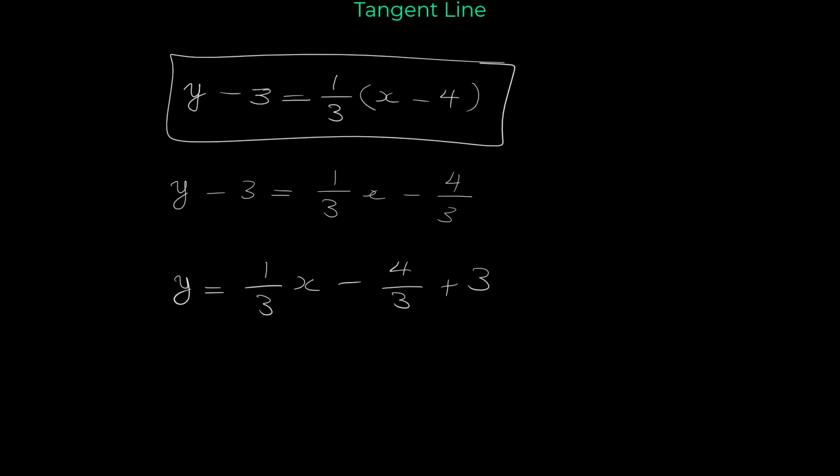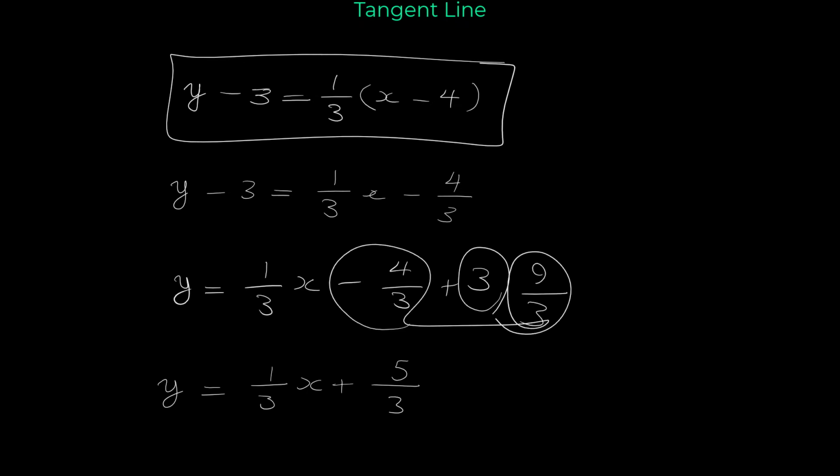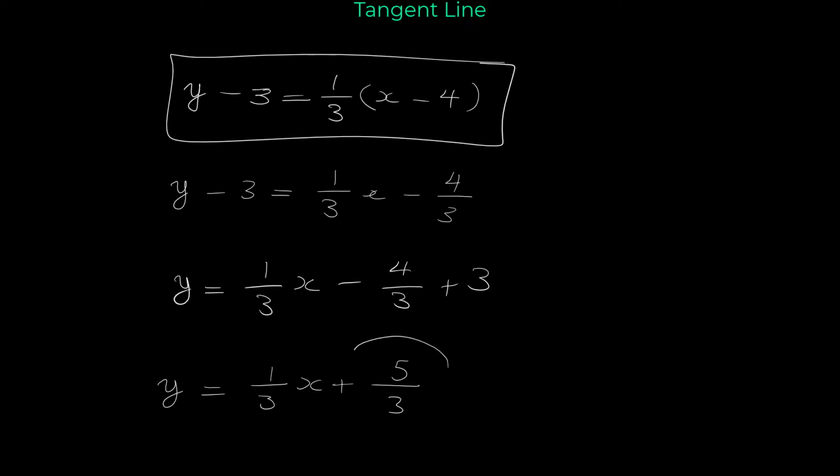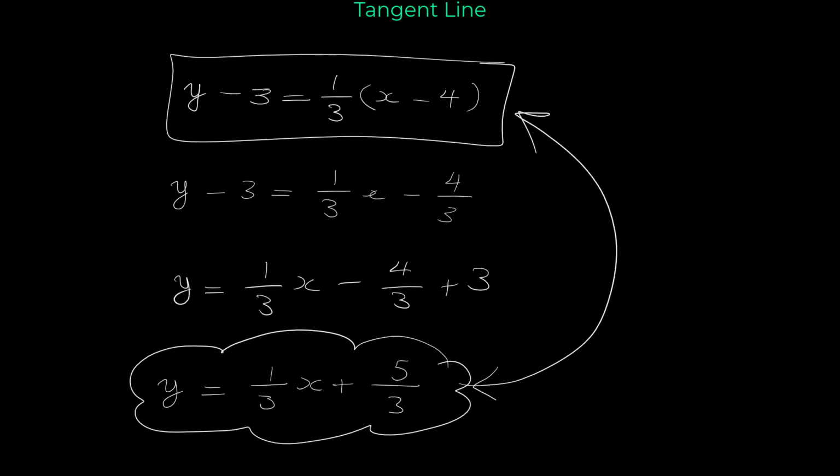Minus 4/3 plus 3 would be 5/3. Why? Because 3, if we want to do common denominator, is 9/3. And -4/3 plus 9/3 is 5/3. This is the equation of tangent line in another form. Both of these answers are the same, but it depends which form you prefer to write the equation of tangent line.